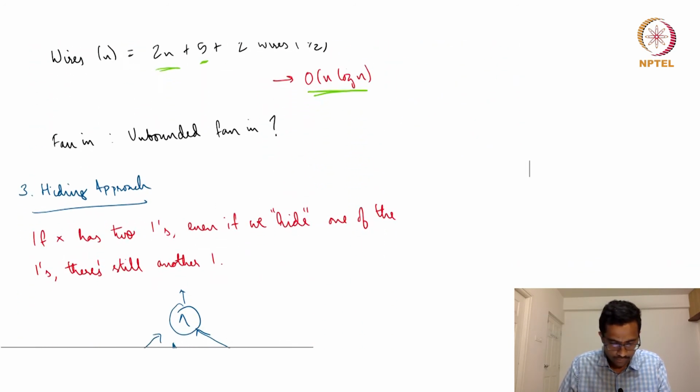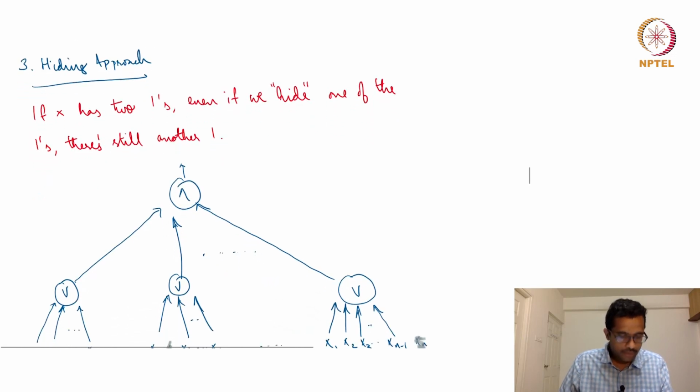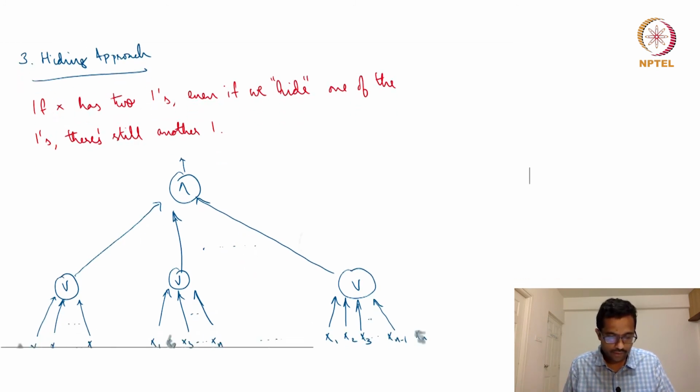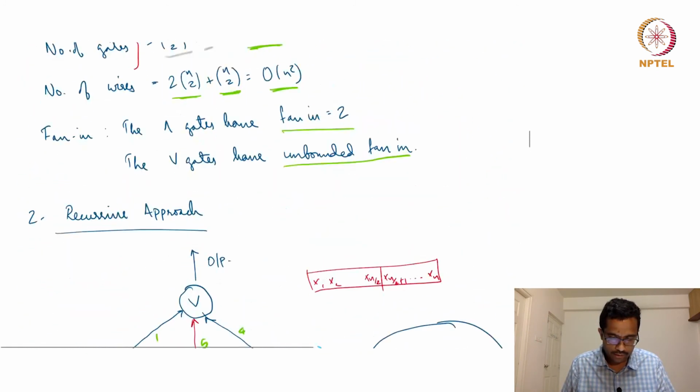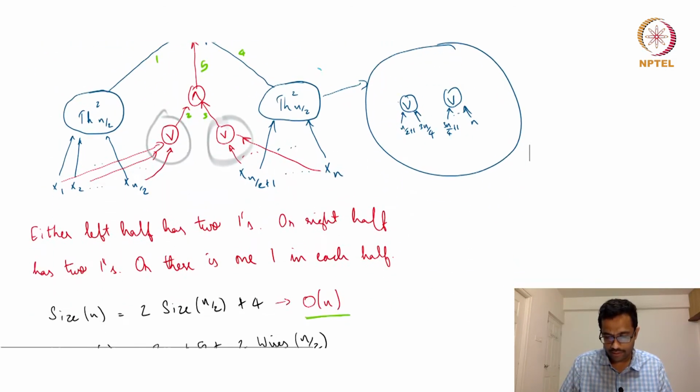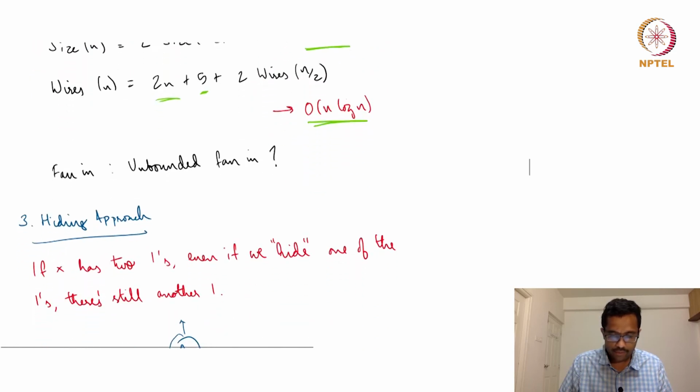Okay. The third approach that I want to consider is what I will call the hiding approach. Again, all of these are interesting and clever in their own ways, right? So we have two approaches seen already. One where size and wires were both n squared. The second where size was n and the wires was n log n.